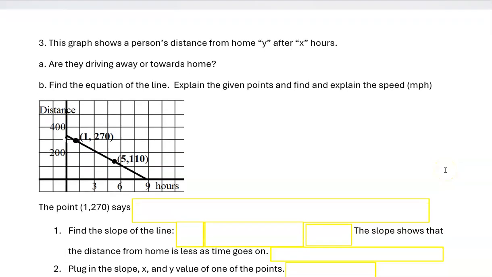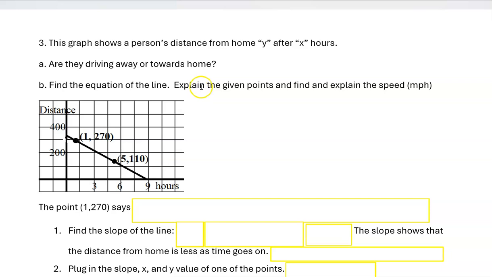Here's a graph of a person's distance from home, y, after x hours. So the hours are on the x-axis and the distance is on the y, and it says, are they driving away or towards home? Well, look where they are at 0 hours. They haven't started yet, and their distance is up here 300 something, right? So they're definitely driving towards home, and as time goes on, they get closer and closer, and just before 9 hours, they get home. Okay.